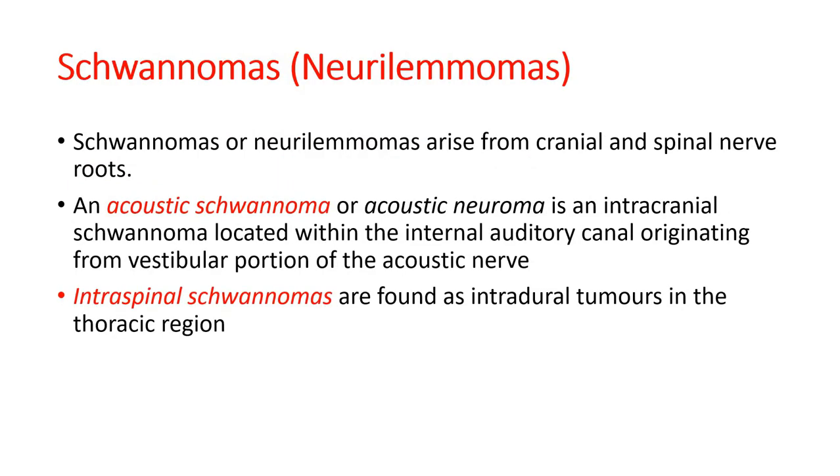Coming to the schwannomas or the neurolemomas, they can arise from the cranial or spinal nerve roots, and there are two types based on the location. One is the acoustic schwannoma or acoustic neuroma, which is an intracranial schwannoma located within the internal auditory canal, originating from the vestibular portion of the acoustic nerve. And then we have the intraspinal schwannoma, which is found as intradural tumors in the thoracic regions. So this is the classification of schwannomas based on location.